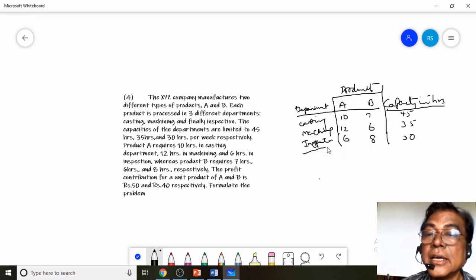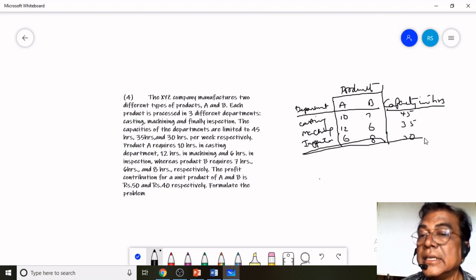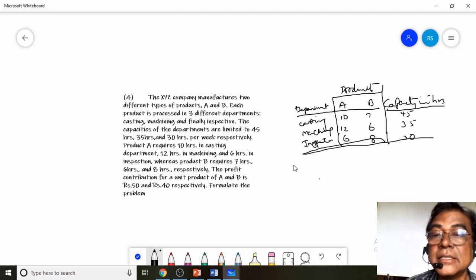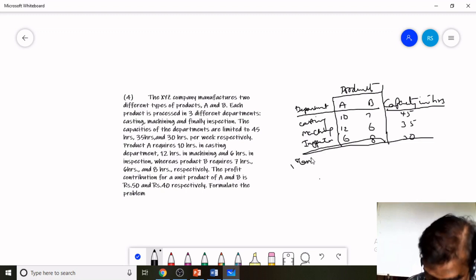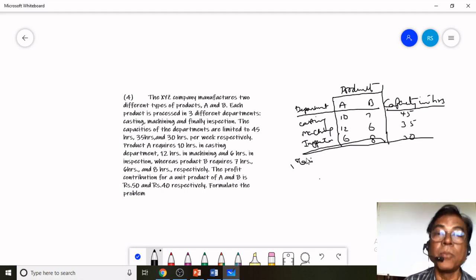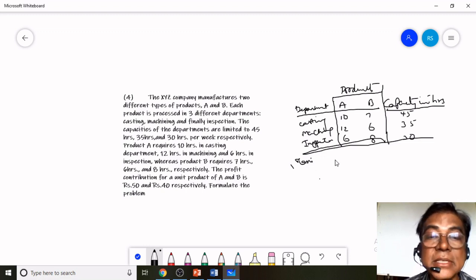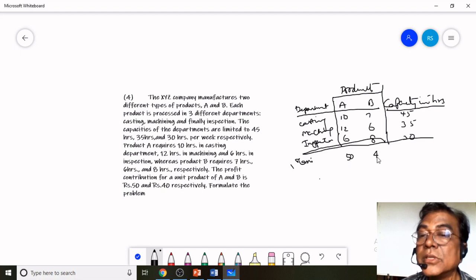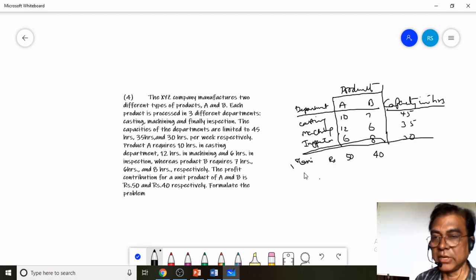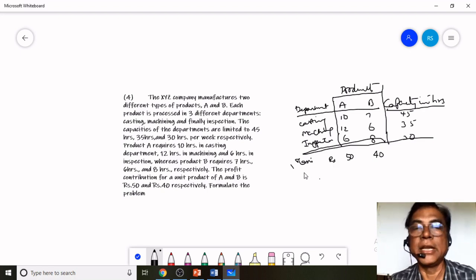After that, draw a horizontal line here and write down the maximum value, because the question is given: profit is to be maximized. The contribution of the products is 50 and 40. A is 50, B is 40. You write down 50 and 40 rupees only. Once the problem is given, you have to prepare it in a tabular form like this one.